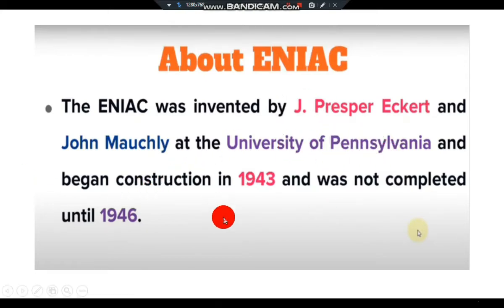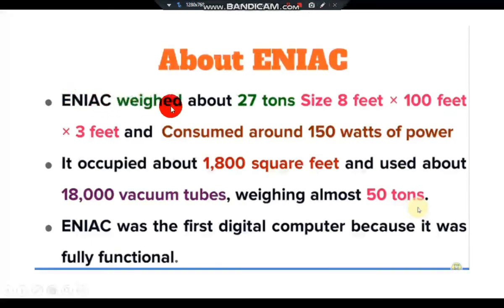And then ENIAC, you can see how much it weighed. ENIAC weighed about 27 tons. Size: 8 feet by 100 feet by 3 feet, that is length, breadth, height. So length is 8 feet, breadth is 100 feet, height is 3 feet, and it consumed around 150 watts of power. How much power do we need? 150 watts of power is needed to run this computer.